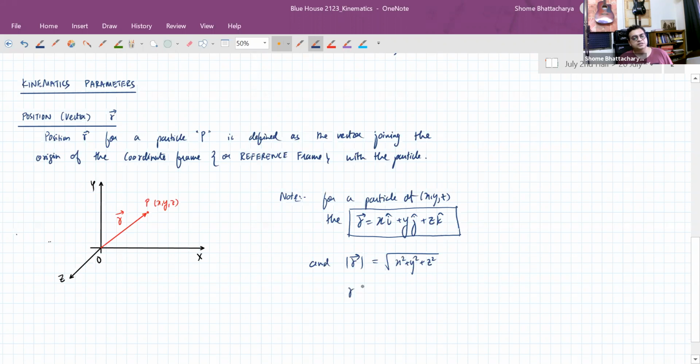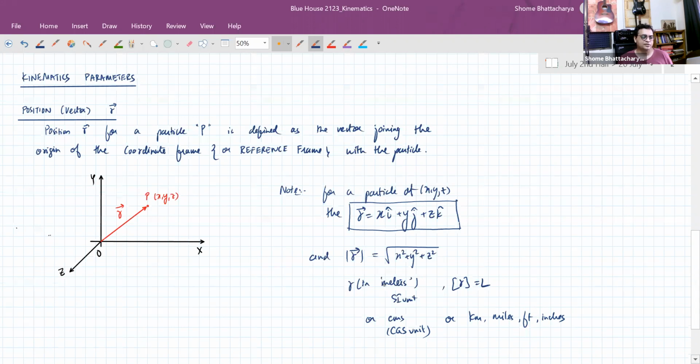Okay. R is expressed in meters because it has the dimension of length. Meters is the SI unit. Centimeters is the CGS unit. Or it can also be expressed in kilometers, miles, feet, inches, so many other units. But typically here we will always stick to the SI unit system in our numerical calculations. So whether you're talking about the individual components XYZ or the magnitude of R, it has to be expressed in the unit of length.